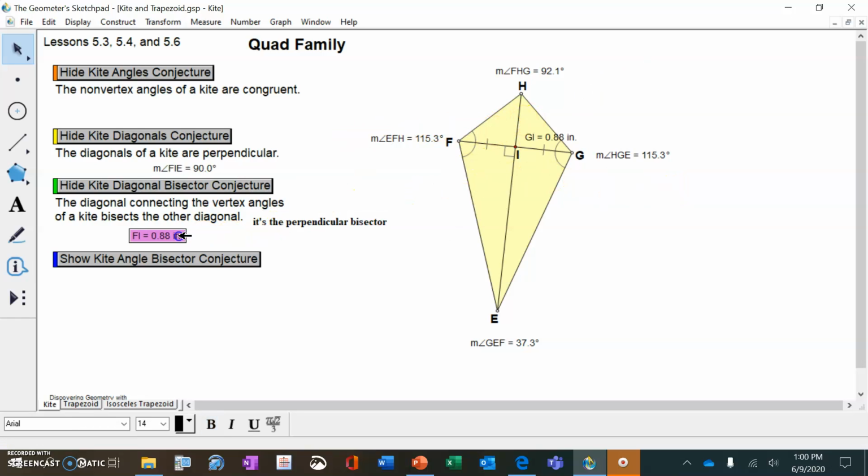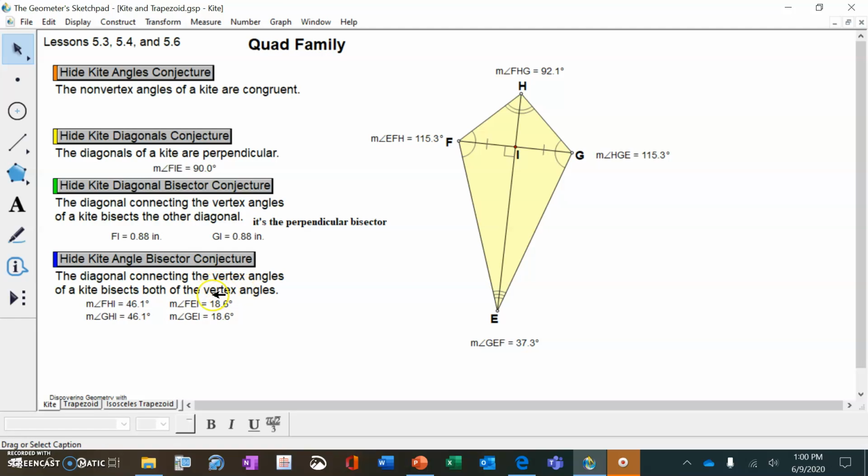Okay, so I'm going to move this stuff out of here. And then I'll go to the next one. So this would be the diagonal connecting the vertex angles of a kite bisects the other vertex angle. So this is conjecture number 37. So where are these vertex angles? Up here and up here.